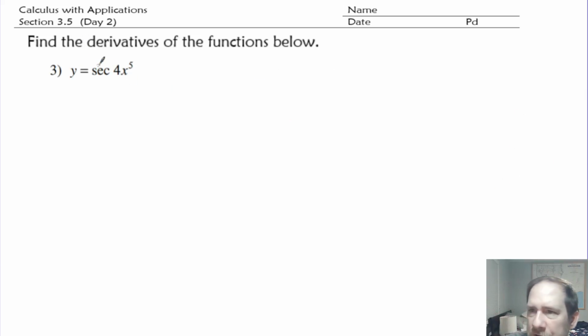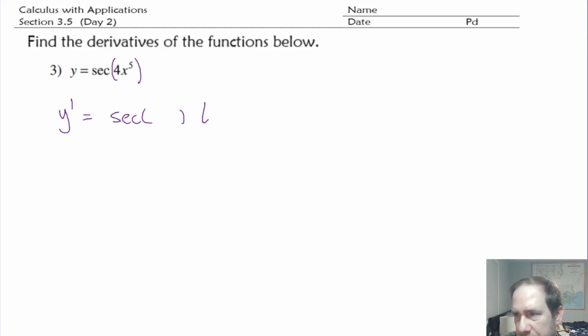3 is pretty similar from the last ones too. Again, you've just got an outer function that is your secant trig function, inner function is a polynomial. The one thing that's a little different this time is when you differentiate secant, you do get secant times tan. So you have two different trig expressions. So what goes inside the secant function here? Well, I hope it's obvious that it's still the whole 4x to the 5th.